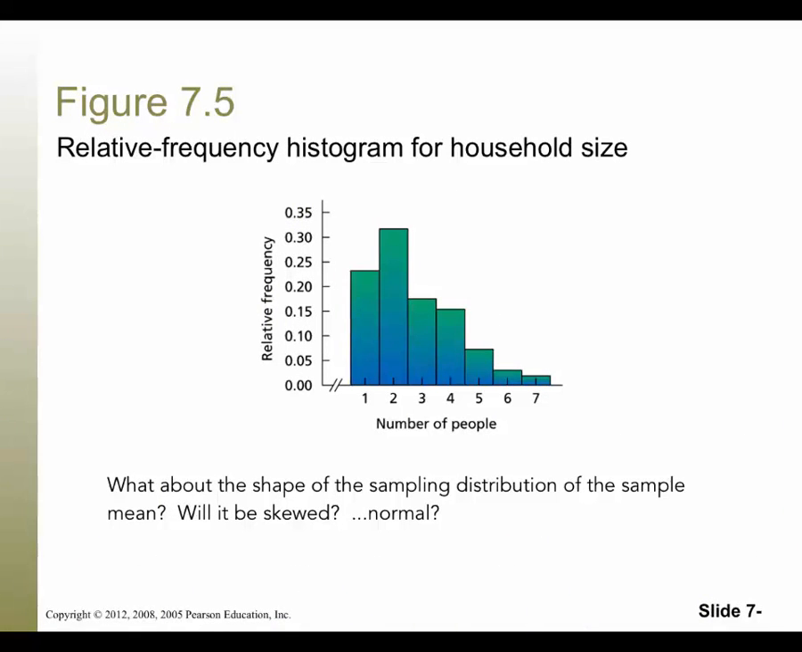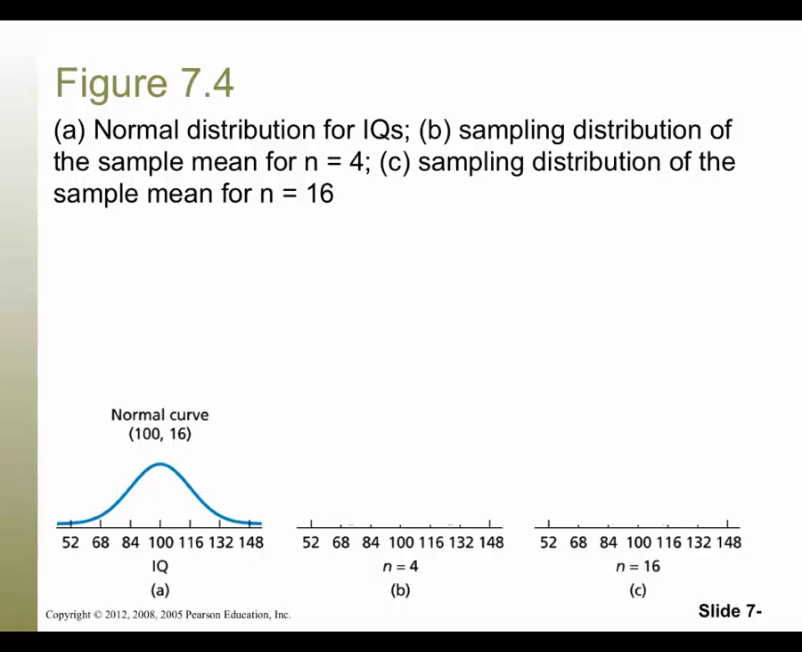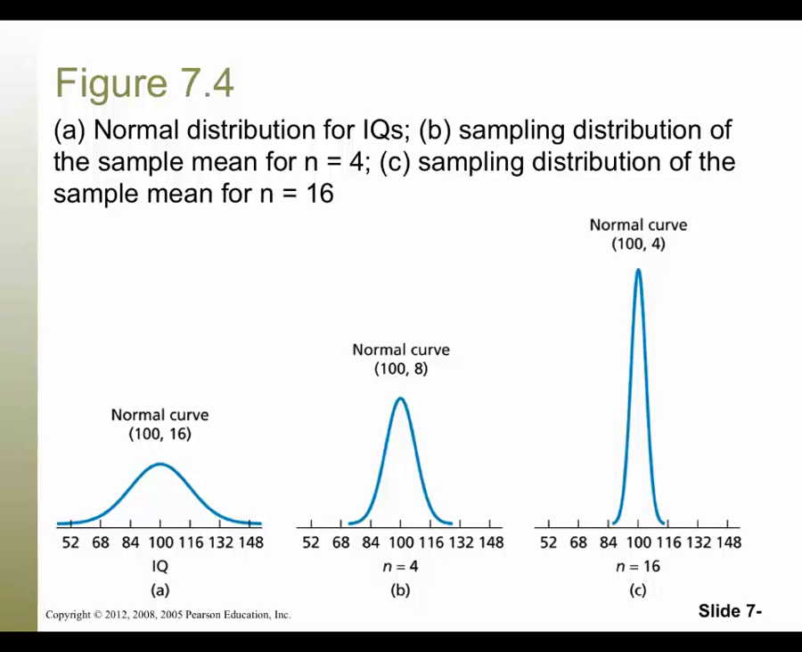Okay, and so the point of that was, if your population is normally distributed, then what about the distribution of sample means with a small sample size? Even a small sample size like 4 is going to be normally distributed as long as the original population is normally distributed. So if you have a normal distribution, it doesn't matter how small your sample size is. Those sample means will be normally distributed.